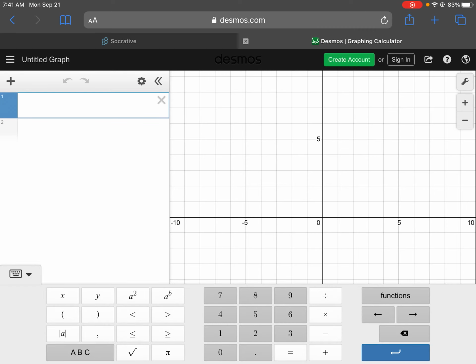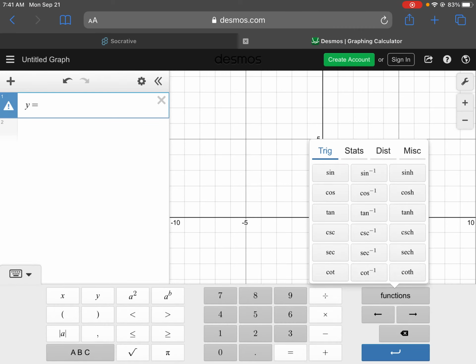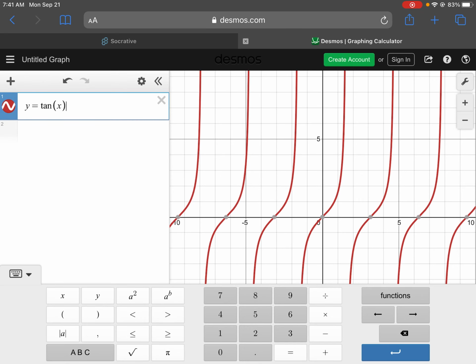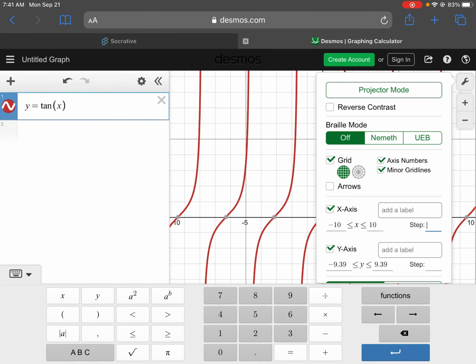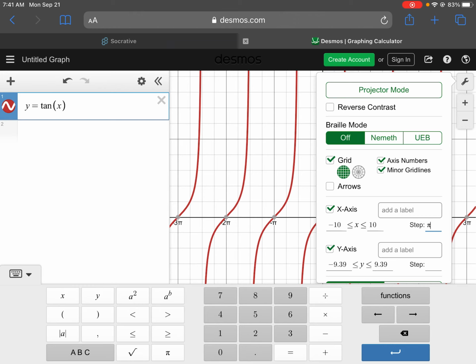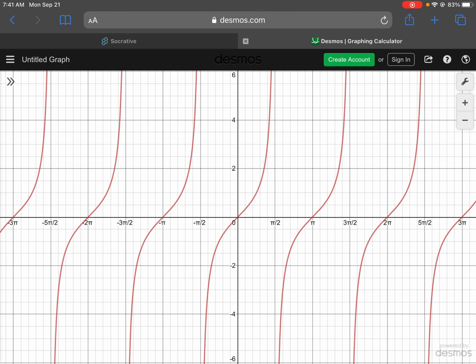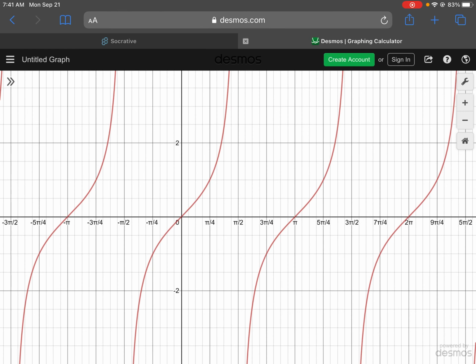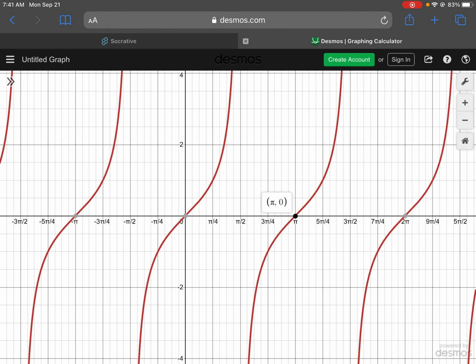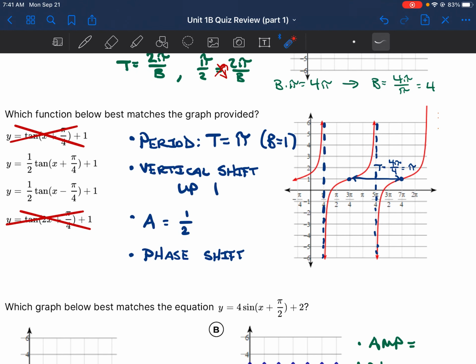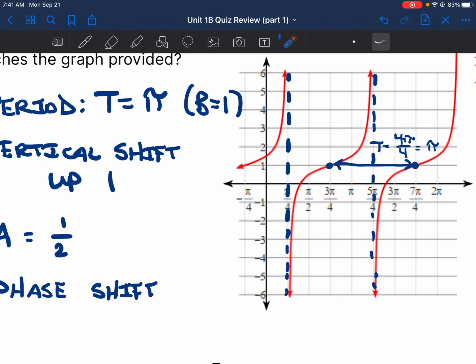So when we think about the parent function of tangent, y equals tangent of x, let's go ahead and change our steps to be pi over 4. Okay, so here's our parent function. Notice that for the parent function, again, one of those middle points between the asymptotes is at pi. Well, if we look at our new function, our transformed function, the point in the middle between the asymptotes has been shifted left to 3 pi over 4.